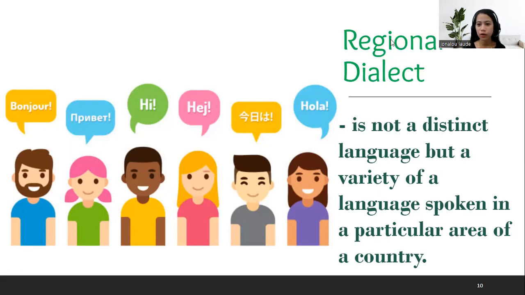So that is what we call regional dialect. It means a dialect by region. So that's what we call regional dialect: a language spoken in a particular area of the country. Alright? By the word itself, regional, region, meaning a dialect by region.